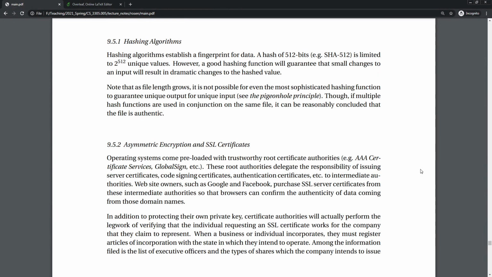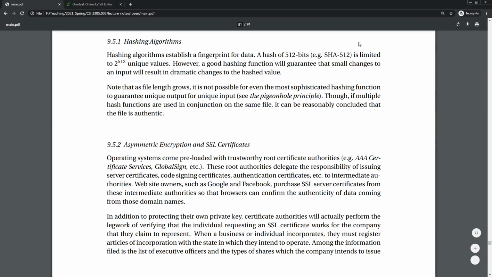Hashing algorithms, we spoke about them briefly whenever we were discussing hash tables. And there are limits to it. So the size of your hash will typically be 128 bits, which is obsolete, 256 bits, 512 bits, and you could go higher as well. But you're limited to the number of unique values that you can have in that hash table based on the number of bits.